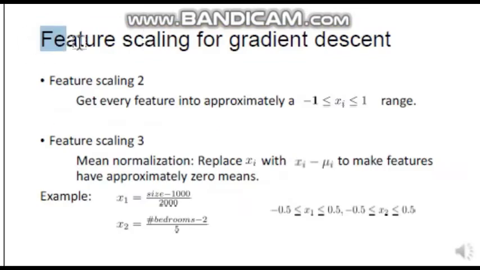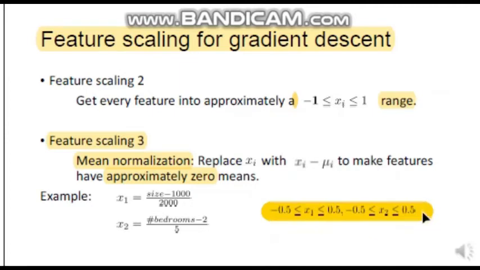There is another way of scaling for gradient descent, which is to approximate the features to a range of negative 1 to 1. Next, we use mean normalization, where we replace x i with x i minus mu i, where mu i is the average of the feature. As an example, (size minus 1000) divided by 2000. So that's how we get the scaled features like this.